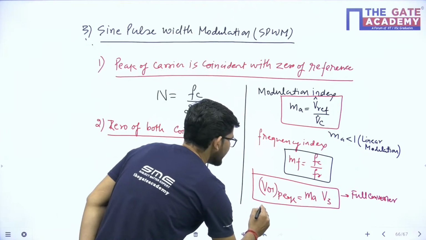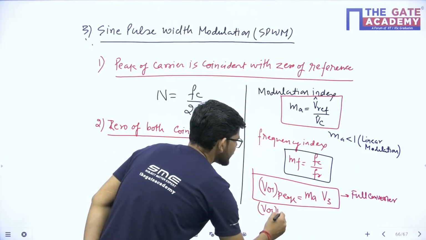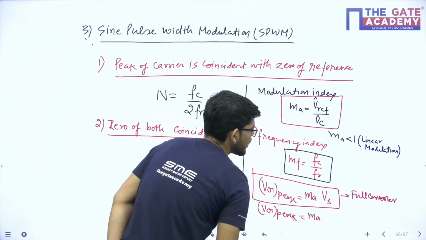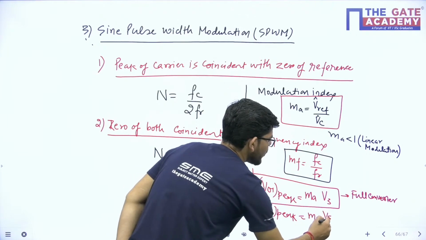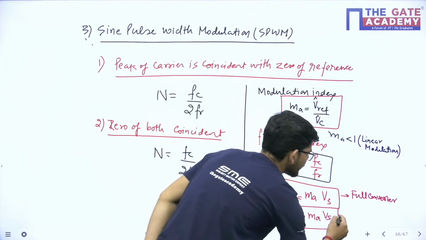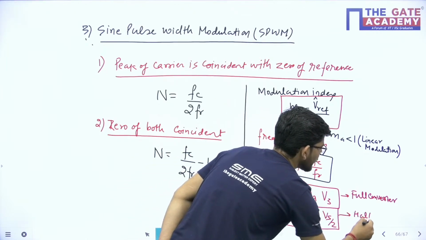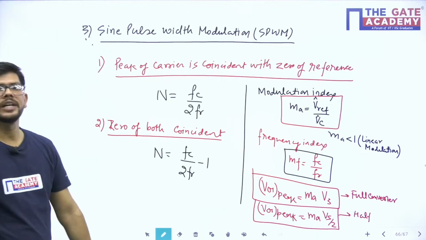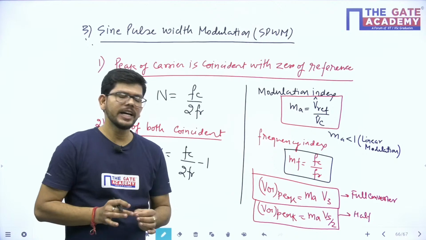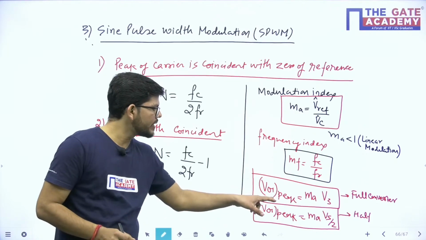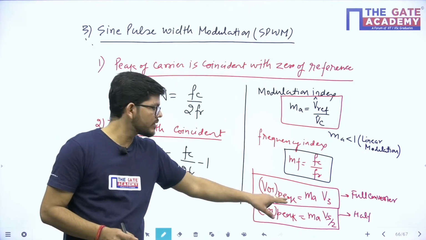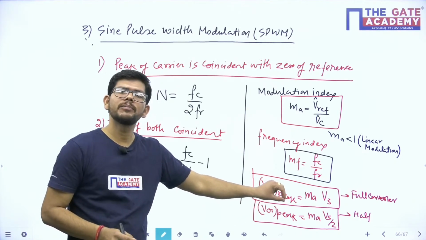And this fundamental peak voltage is equal to MA times VS upon 2 in case of a half converter. From the last 5 years, out of 5 times, 3 times there has been a problem from this particular question. From this particular formula I have seen problems coming.